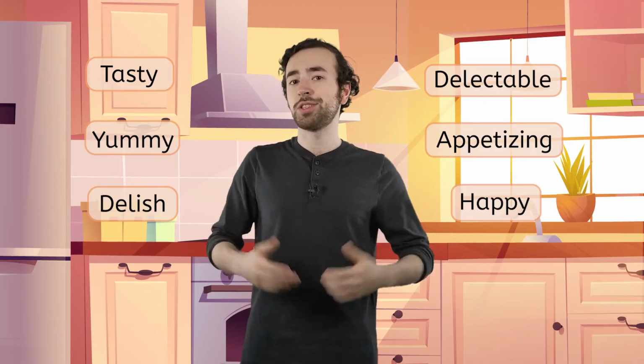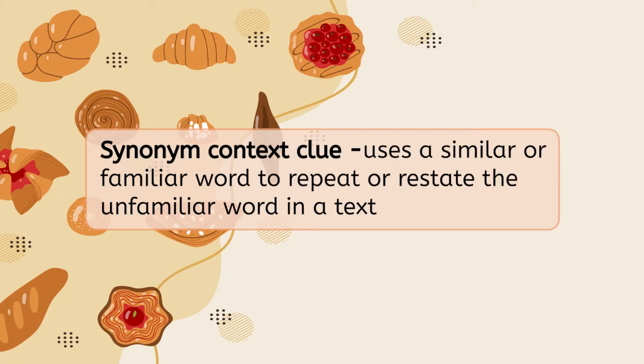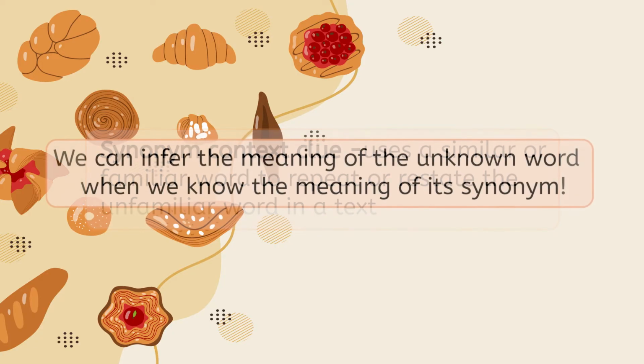Today's lesson is focused on synonym context clues. Synonyms are words with the same or similar meanings. For example, back when I was talking about how delicious I think cinnamon rolls are, I used all of these words. These words are all synonyms for delicious. A synonym context clue uses a similar or familiar word to repeat or restate the unfamiliar word in a text. We can infer the definition of the unknown word when we know the meaning of its synonym.